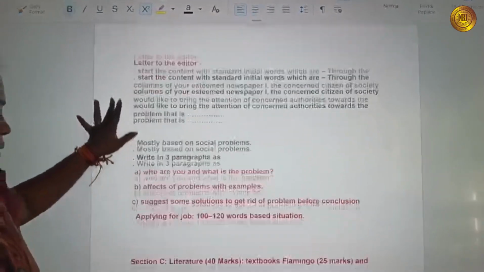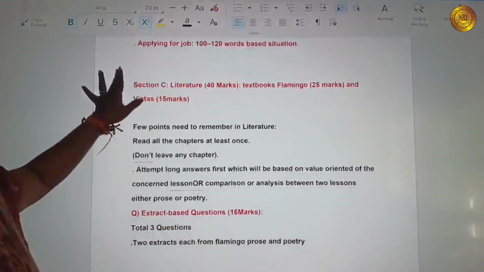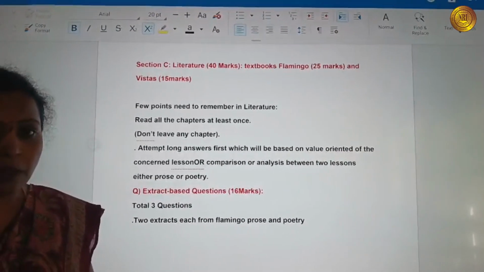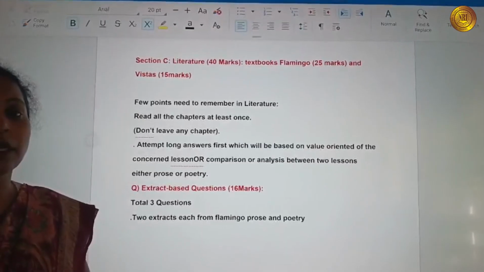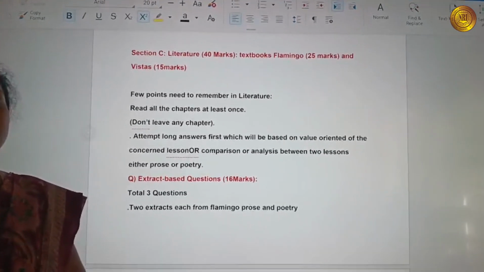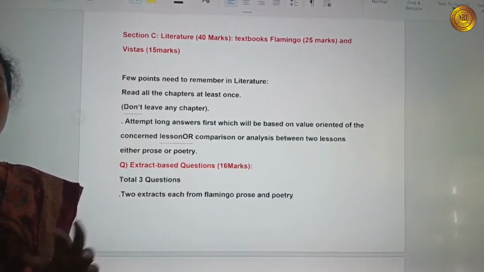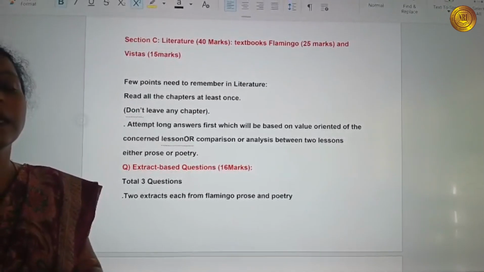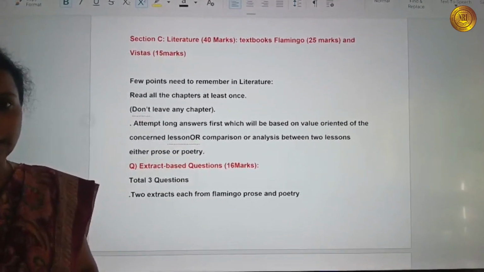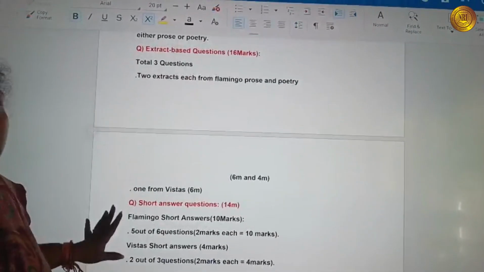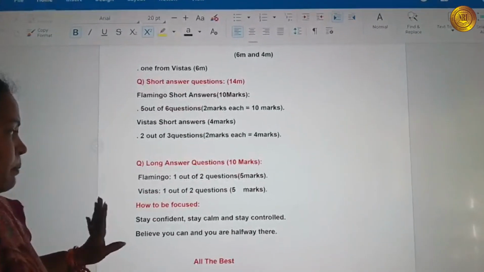Now this is the last part, the literature section. As I pointed out earlier, Flamingo 25 marks and Vistas 15 marks. Please read the lessons a number of times, because reference to context, short answer, long answers, everything can come from anywhere in the lesson. So you need to understand the value-based questions. Please manage the time. That is very, very important.